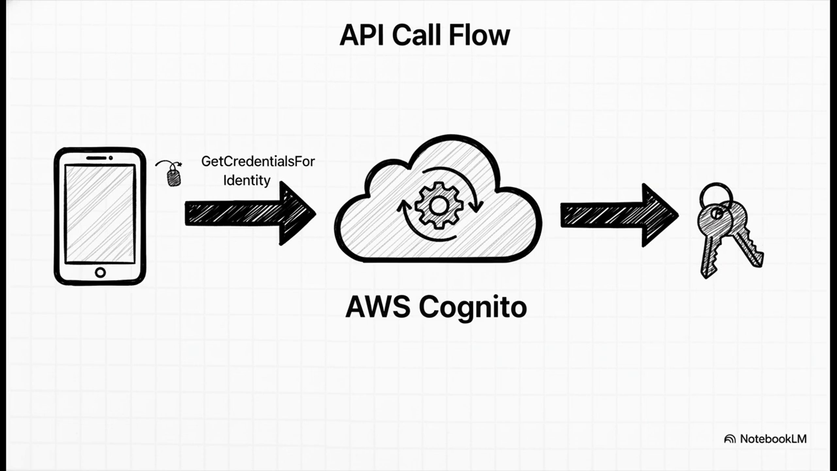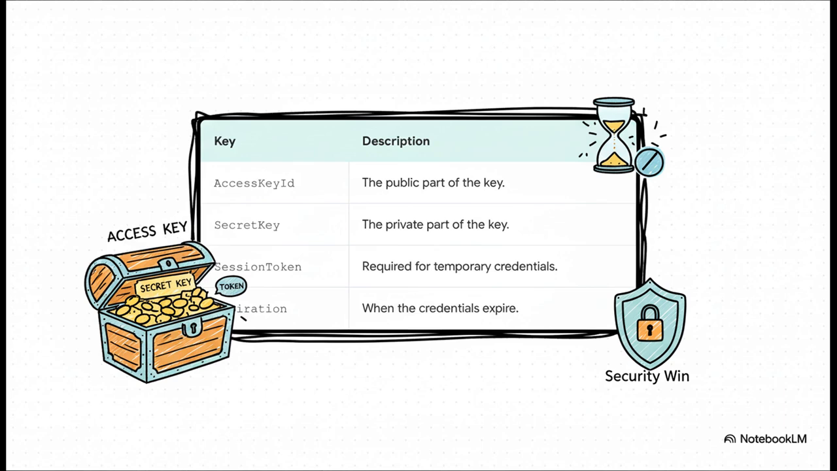And this right here, this is the climax of the whole flow. Your application takes that identity ID it got earlier and makes a call to GetCredentialsForIdentity. Cognito then takes that ID and swaps it for a fresh set of temporary AWS credentials. And these credentials are scoped specifically to that user's role, whether they're authenticated or just a guest. And what do you get back? Well, it's basically a little treasure chest of credentials. You get an access key, a secret key, and a session token. But here's the most important part. They all expire. These are not permanent keys you have to worry about forever, which is just a massive security win for your application. Huge.